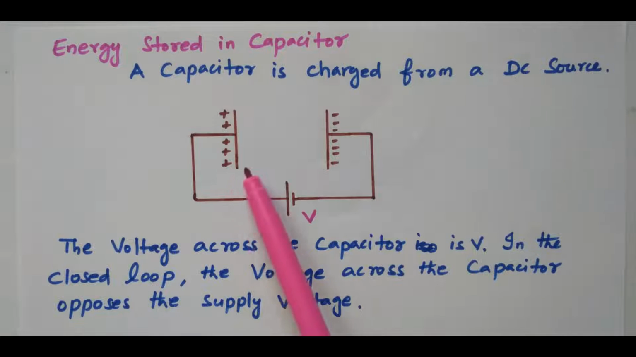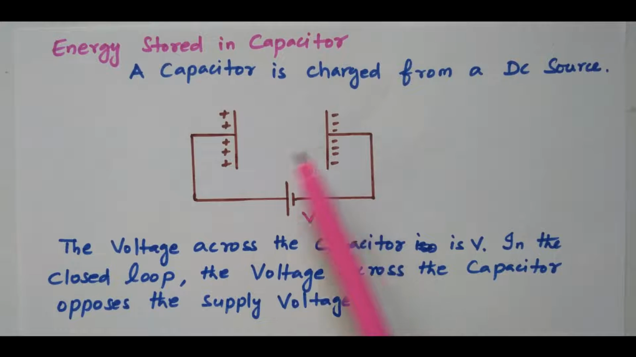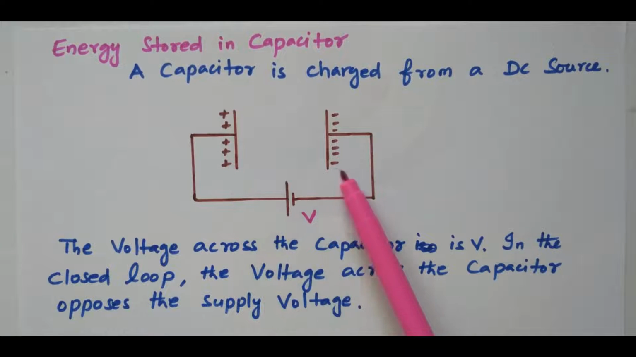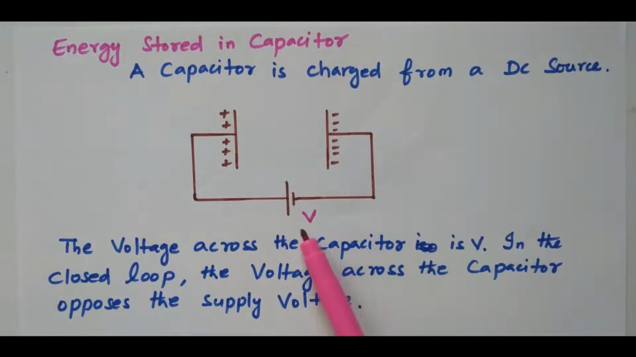So the parallel plate capacitor is shown in the diagram. At one plate positive charge is available, on the other plate negative charge is available. The voltage is applied between the two plates. Right? The voltage is applied. What will happen? The voltage across the capacitor is V. The voltage will be developed.